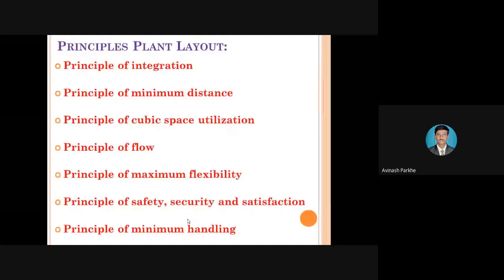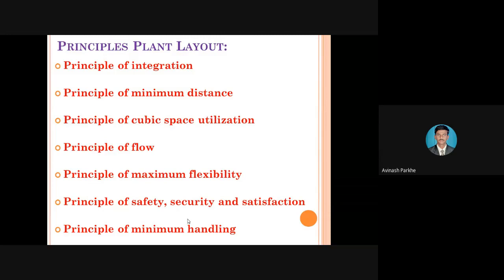Therefore, this fifth principle, the principle of maximum flexibility, plays a very, very important role, where we have to provide flexibility while designing the current plant layout. Therefore, in future, it should not be affected much. So this is related to the principle of maximum flexibility.